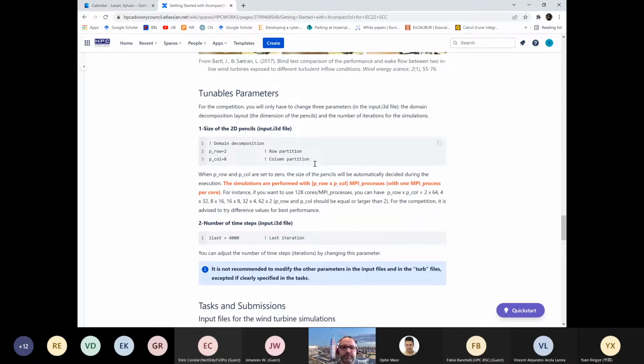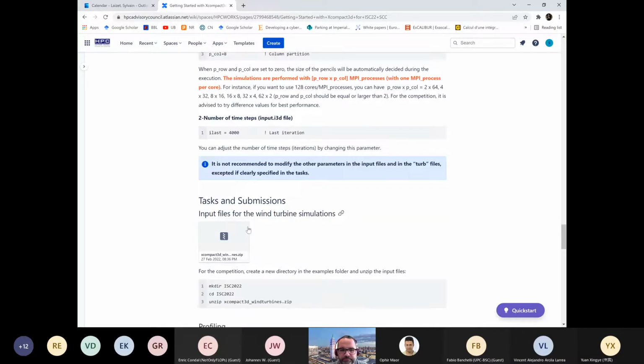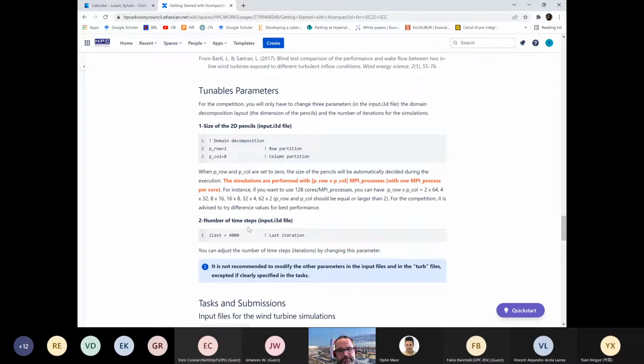There's a very limited number of tunable parameters. P row and P col correspond to the size of the 2D pencils, and you can play with the number of time steps, how many time steps you want to run your simulation for. You will not need to change more parameters.